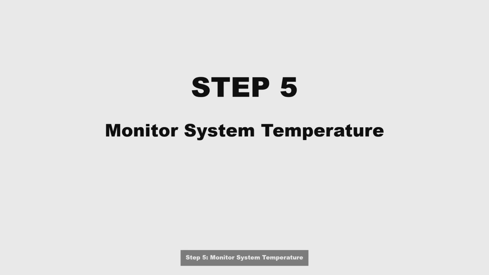Step 5. Monitor system temperature. Check your system's temperature while gaming. Use software like MSI Afterburner to monitor CPU and GPU temperatures. If they're too high, consider cleaning your hardware or improving airflow to prevent thermal throttling.